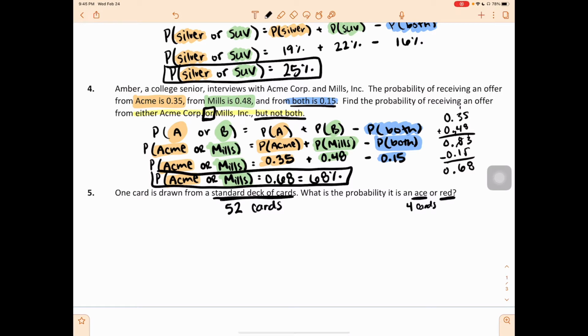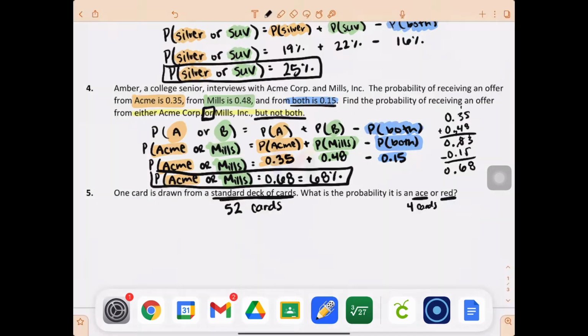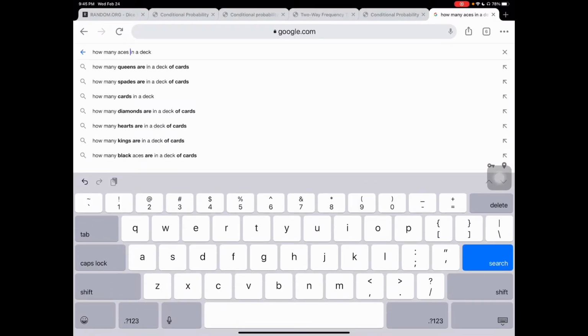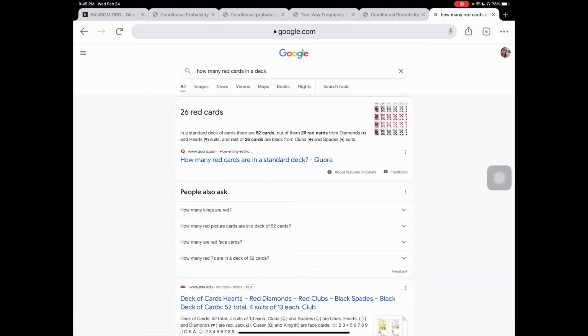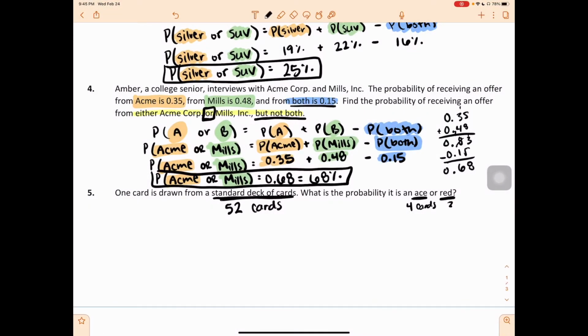What about the red ones? Well, half of a deck is black and half of it is red, okay? But if you didn't know that, you could also look that up. So how many red cards in a deck? 26 red cards, half of the deck of cards, right? So I know 26 of them are red.